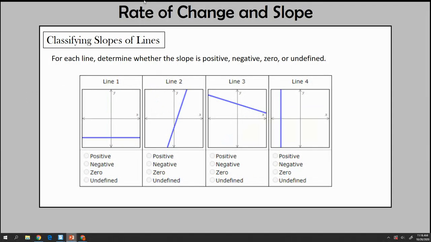Okay, another group of those, just to run through them again. The first one, line 1, that's a horizontal line. It's flat. It has a zero slope. Line 2, as you move left to right, you are increasing. You're going up. That is a positive slope. In line 3, as you move left to right, we're going down. When you move down from left to right, it's a negative slope. And 4 is a vertical line. It's all rise. There's no run. It's an undefined slope. Okay. So that's your first set of questions.